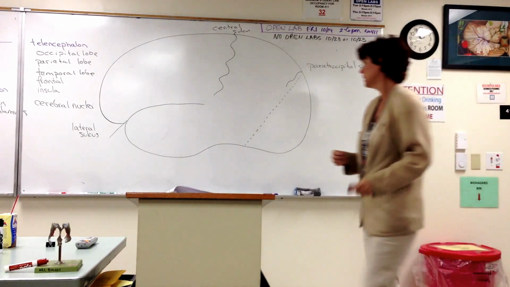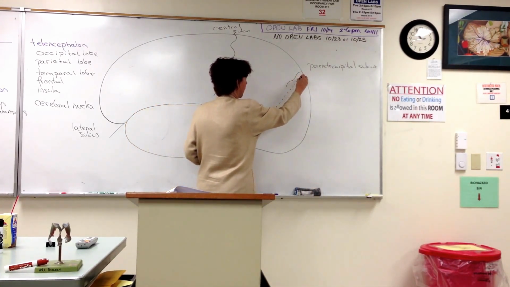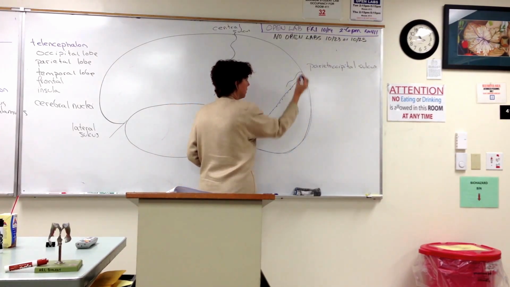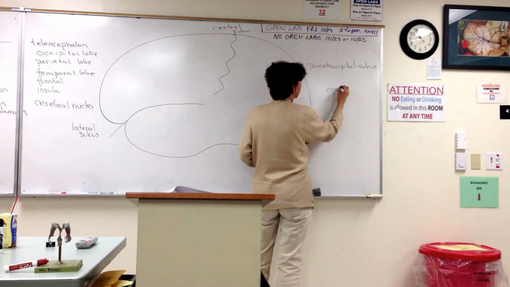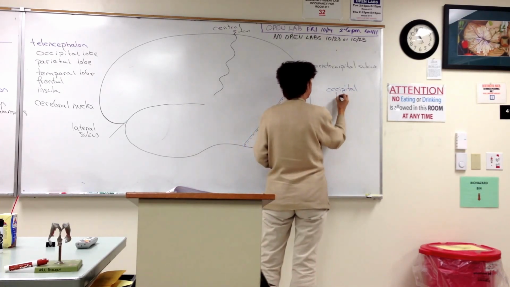Okay? So let's use blue for the region of the occipital lobe. So this area is the occipital lobe. And you'll recognize the names of the bone components of the cranium.